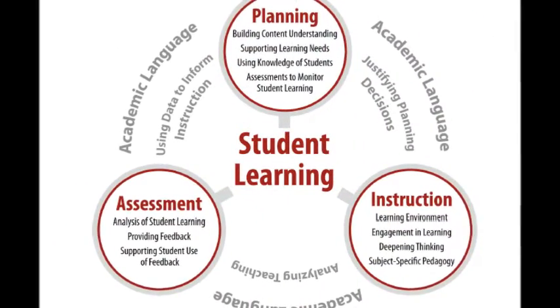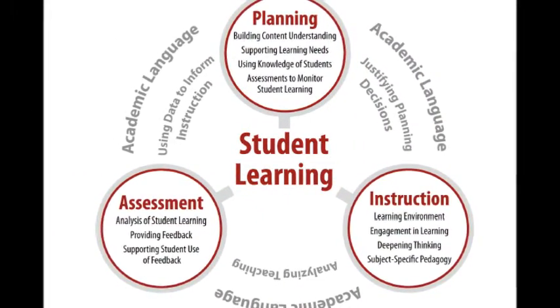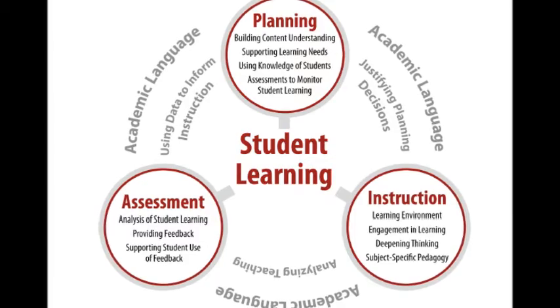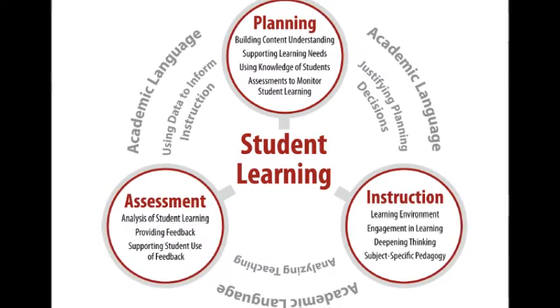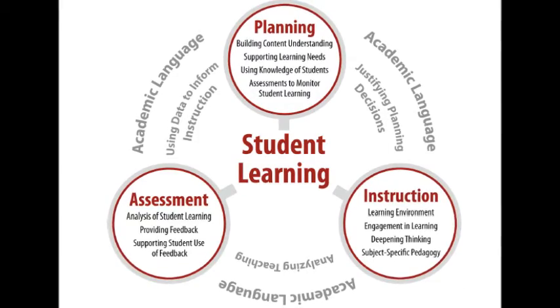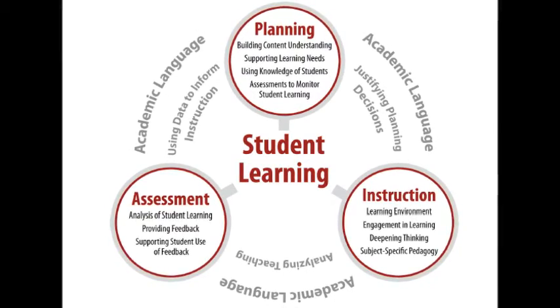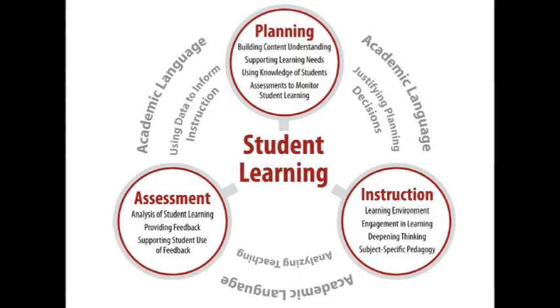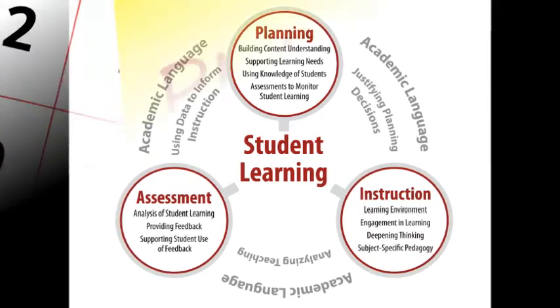So now let's begin with the early childhood edTPA. It is comprised of 3 tasks. Task 1 involves planning for instruction and assessment. Task 2 is instructing and engaging children in learning. And Task 3 is all about assessing children's learning.